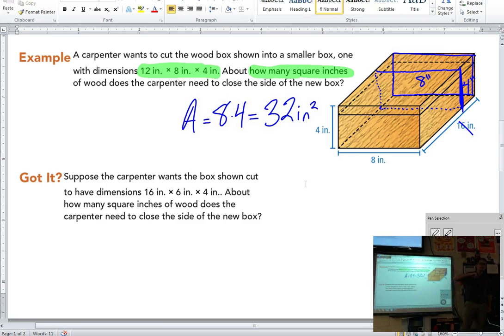Change colors, if you're able to. Or if you want to use pencil and draw it on the same box, you can. I would change colors if I was you. We want to now show how to get 16 by 6 by 4. How do we do that? So again, think what dimensions need kept, what dimension is going to get cut through.